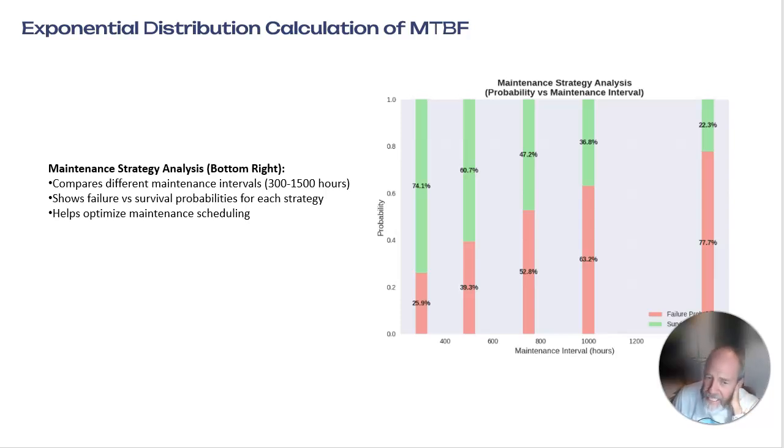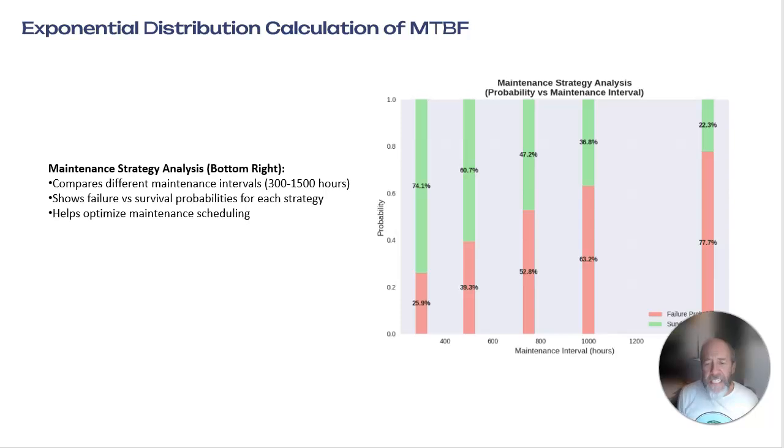What it does is take different maintenance intervals and look at the failure probability and the survival probabilities. It kind of discretizes it, comparing at these specific intervals. And that becomes useful for decision making. It's not any different from what you saw on the previous slides. It's just putting it into a format that allows you to look at it in a very useful way. Now, this is the exponential distribution.